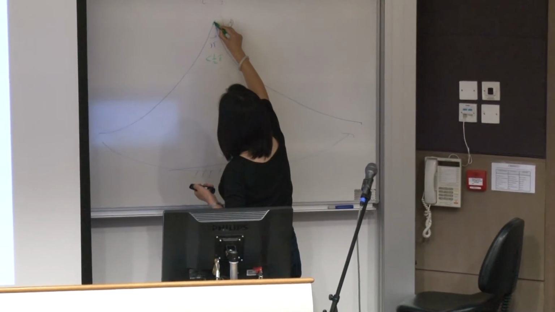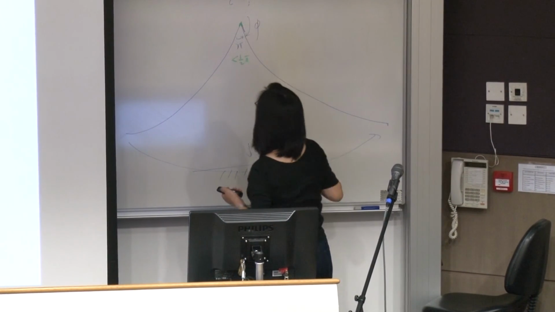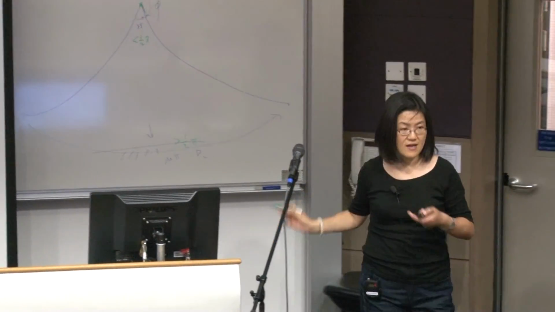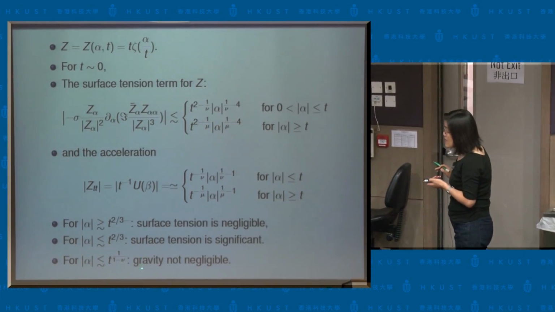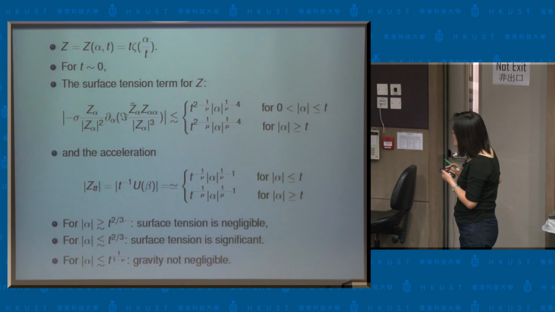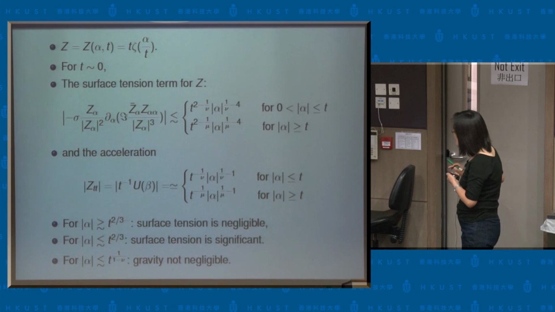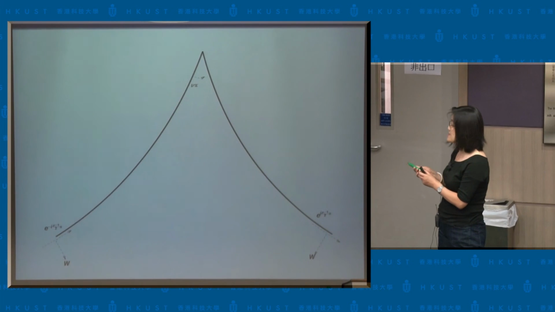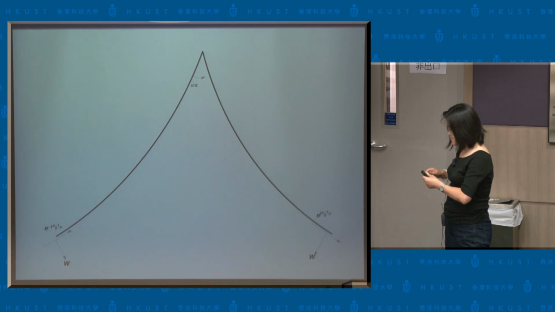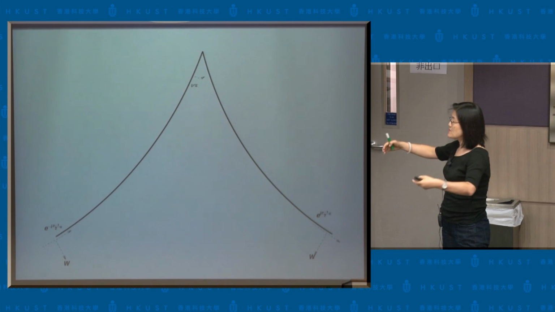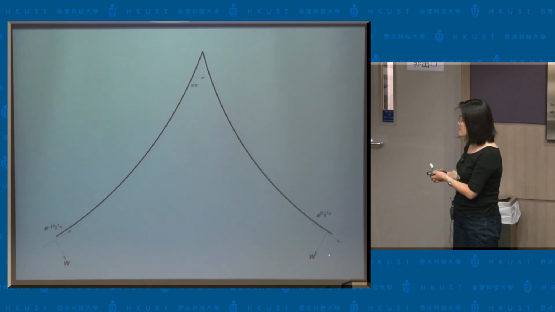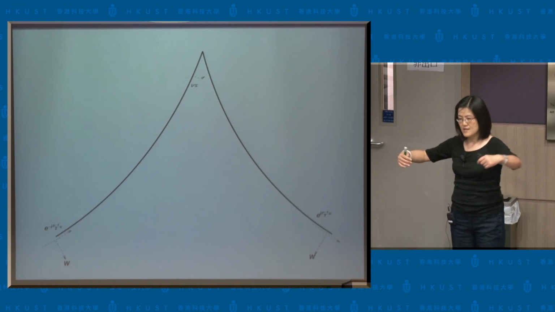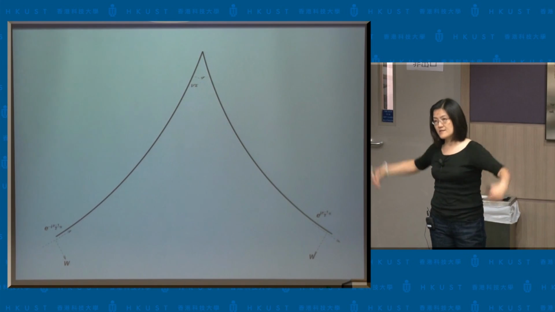So the surface tension is important only in a small region here, but negligible outside this. And gravity, in fact, is also not negligible at the tip, but negligible away from it. But this region, this power is greater than this, so it's a smaller region. So that's the shape of the wave, a symmetric one. And in particular, we can calculate what is causing it: the initial velocity.